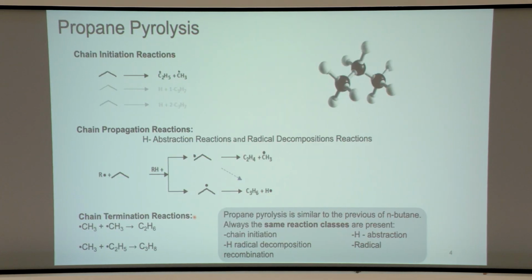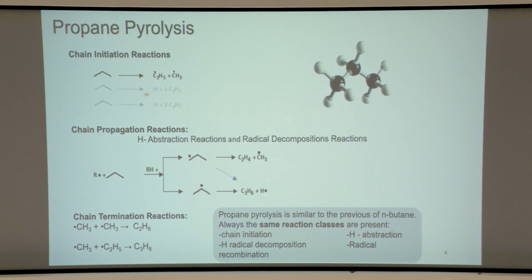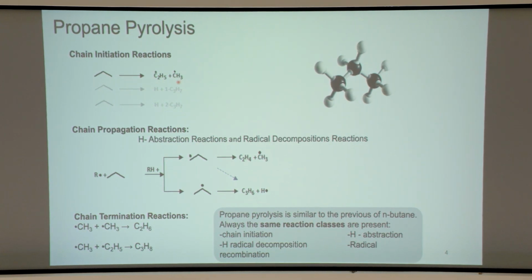Okay, another example, propane, easier than butane now. Yeah, propane, initiation reactions. You break the carbon-carbon bond, you make C2H5 plus methyl. You break the carbon-hydrogen bonds, you make H plus propyl radicals. Different propagation reactions, different termination reactions. So you saw, it's quite similar to that of butane. You always have the same types of family of reactions. This will be the same.